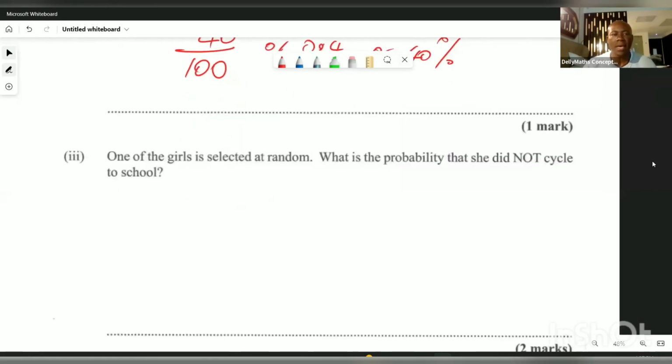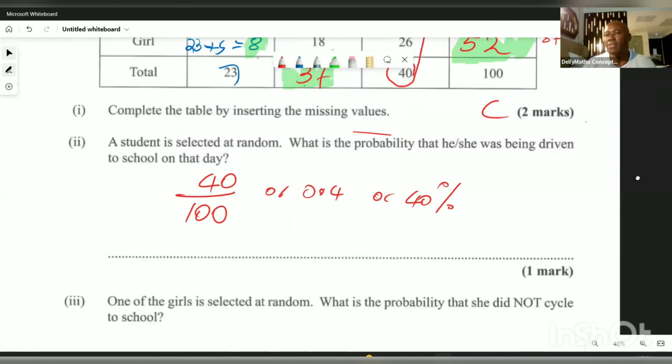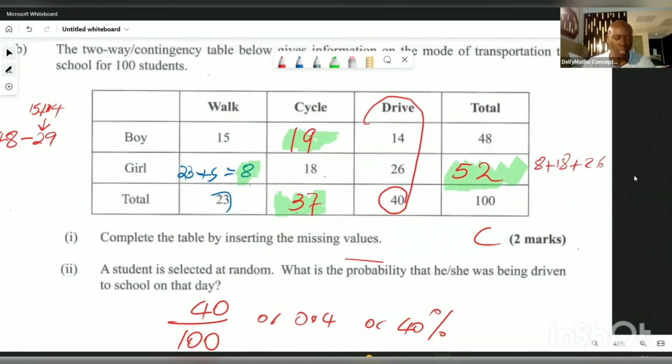The next question says, one of the girls is selected at random. What is the probability that she did not cycle to school? All right, so a girl is selected. What we want to do is look at the girls that did not cycle. So if you're a girl and you did not cycle, it means you walk or you were driven. So if you did not cycle, then it's going to be a combination of walking and driving.